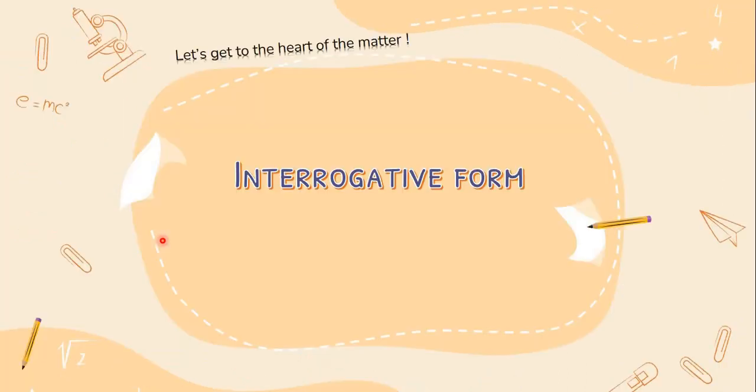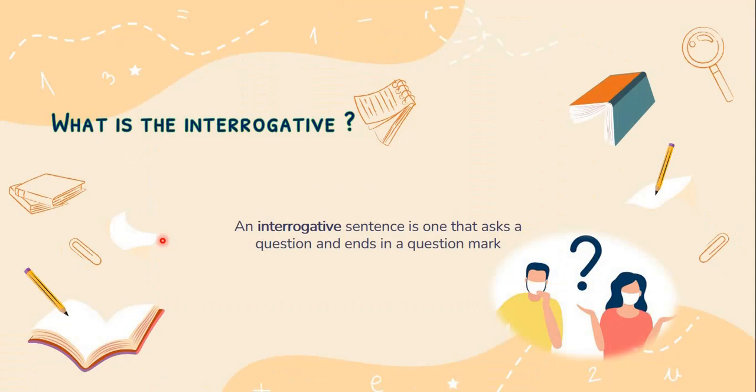So let's get to the heart of the matter. Our lesson is the interrogative form. Let's start from the question: what is the interrogative? The interrogative sentence is one that asks a question. Simply, it's the question which always ends with the question mark.